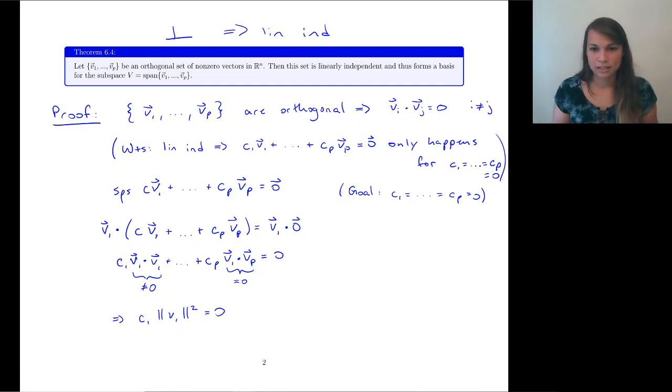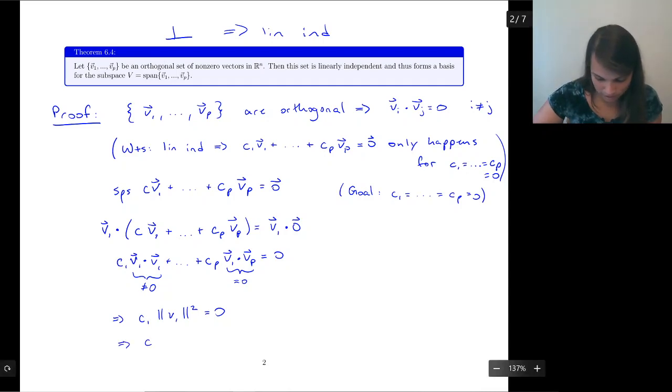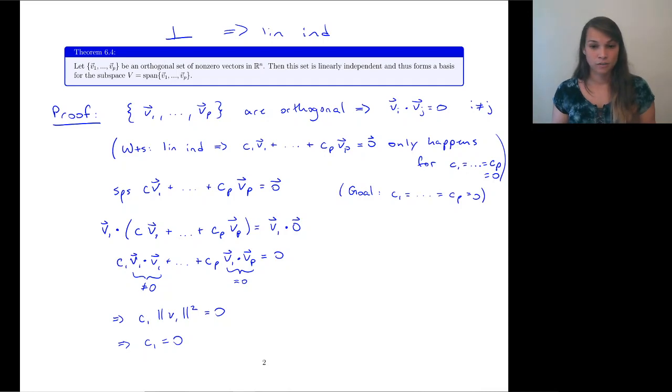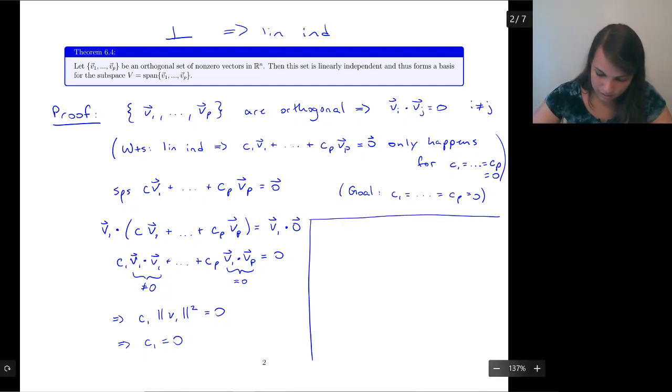So then how is this thing equal to 0? The only way it can be equal to 0 is c1 equals 0. All right, so we got one of them. One of the constants has to be 0. But really, we have more than that. If we repeat this process for each v, then we'll get each c is 0.